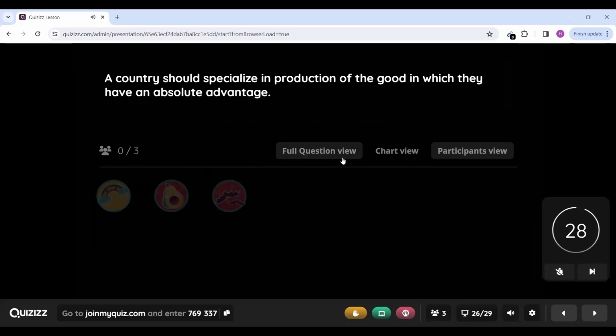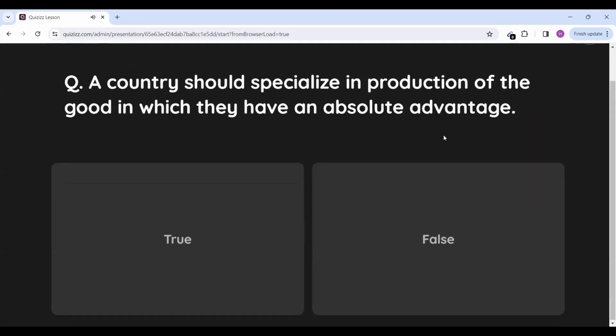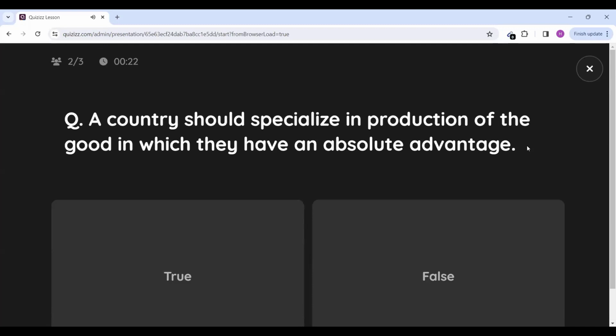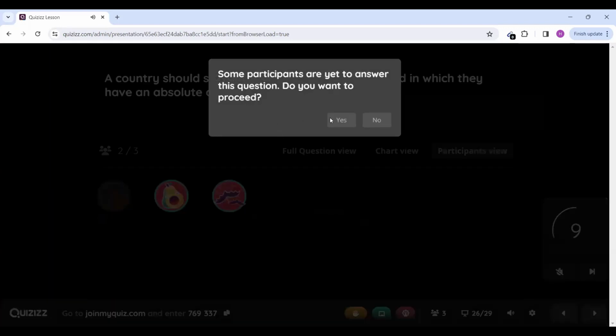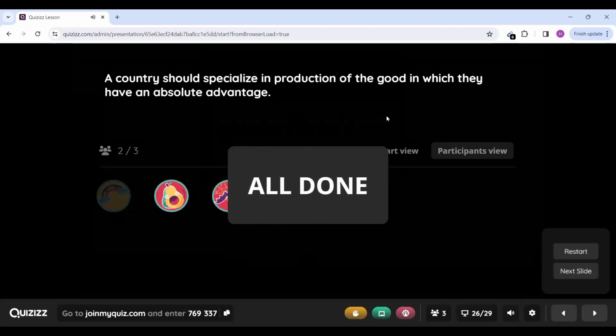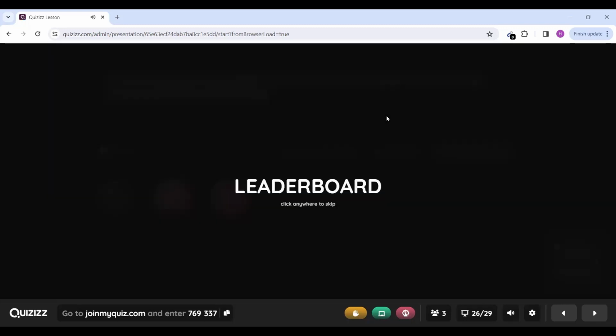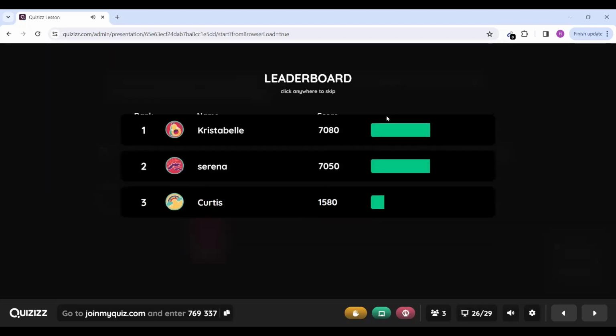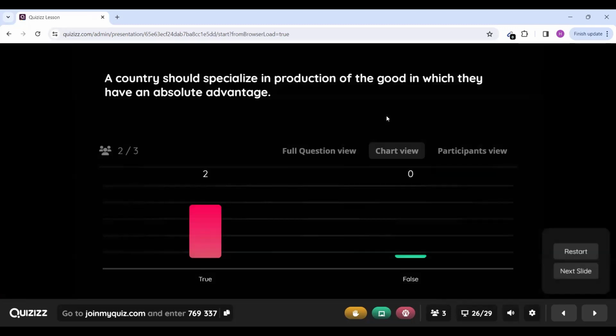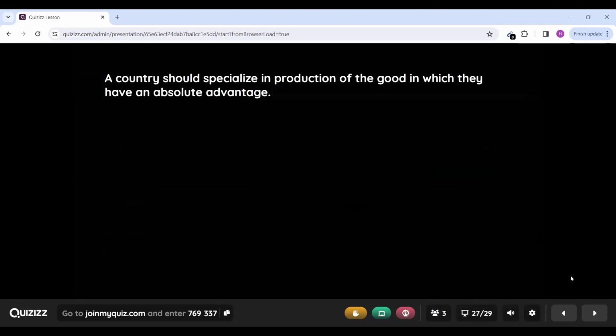A country should specialize in production of the good in which they have an absolute advantage. True or false? So it would be false. A country should specialize in production of the good in which they have a comparative advantage. But also they could have the comparative advantage and also the absolute advantage of the same good. So it could be both.